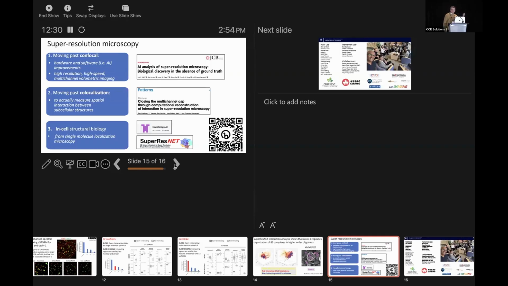And finally, I think that these new single molecule tools, be it hardware but also software, are really providing us the means to do in-cell structural biology.